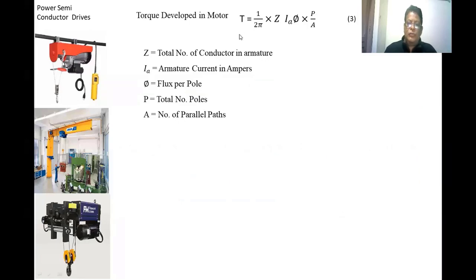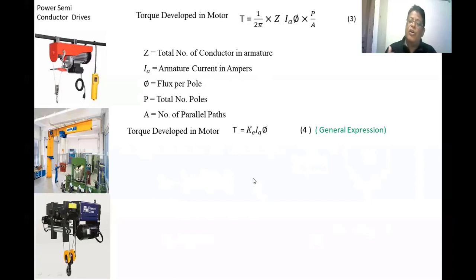Now we are rewriting this equation as T equal to Ke into Ia into phi, where Ke is the constant we already defined. This is a machine constant, Ke equal to PZ by 2 pi A. So the torque is equal to equation 3, which we can write as Ke into Ia into phi, because we can find the same constant in speed as well as the torque constant.